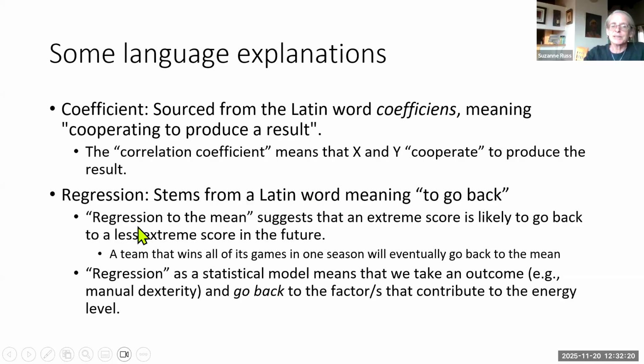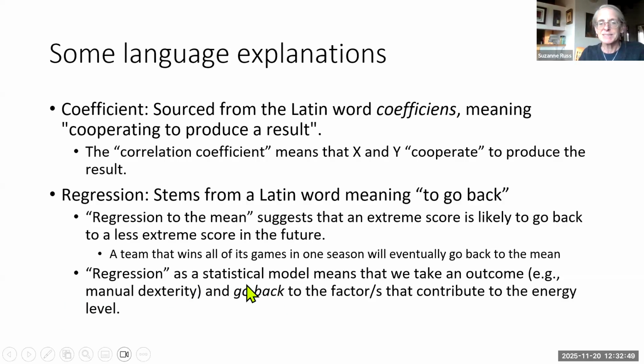So you might hear, maybe you've heard already, or you might in the future hear people talk about regression to the mean. And that just means that an extreme score is likely to go back to a less extreme score in the future. A team that wins all of its games in one season will not likely win all of its games in subsequent seasons. They're going to go down again. And that's the way things are. There's a regression to the mean effect that happens with data with all of us.